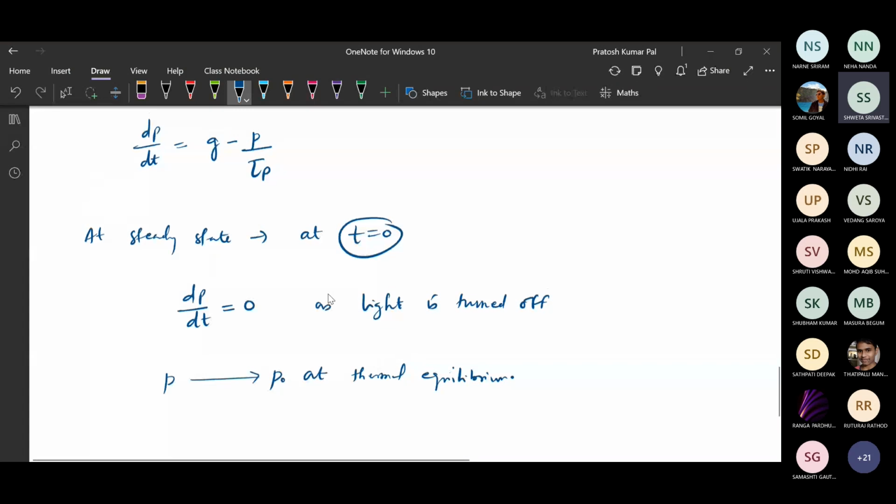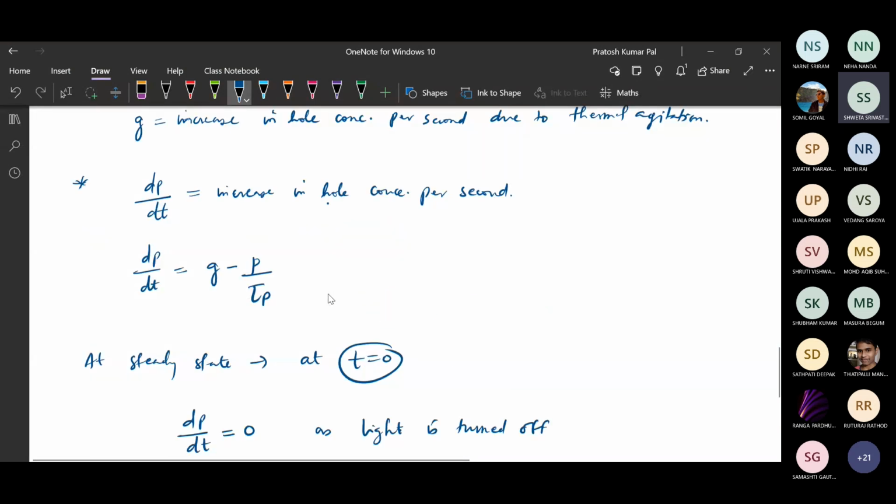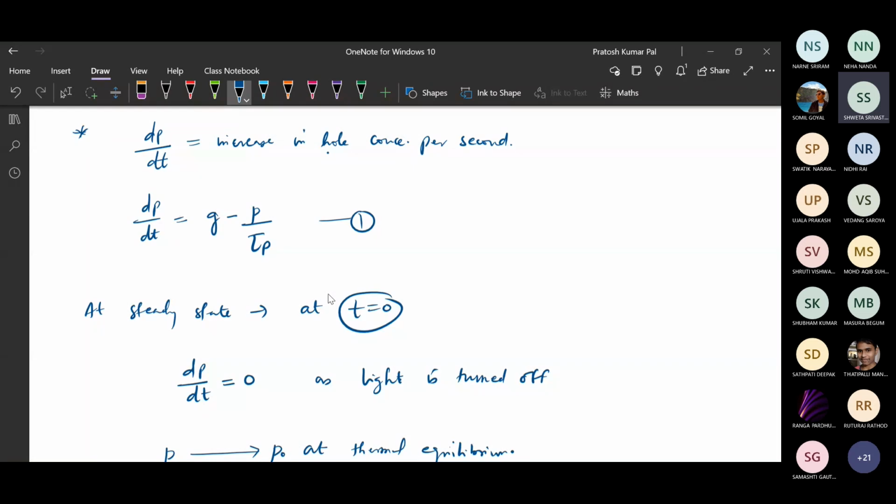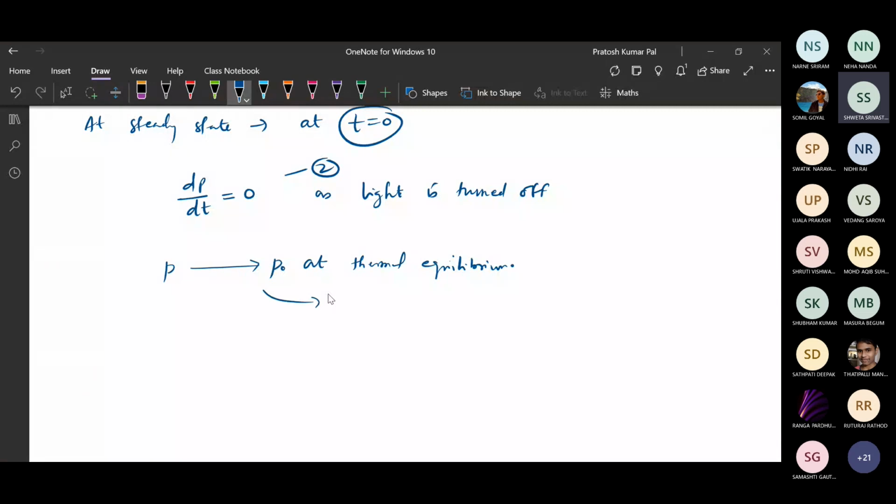Okay, so by these conditions, suppose this one is equation 1, this is 2 and this is 3. 3 means as we put the value t equals 0, this is the condition, but finally the hole concentration is going to reach its thermal equilibrium p naught. So by putting this condition into equation 1, we can get the z value, which will be given by p naught divided by tau p.